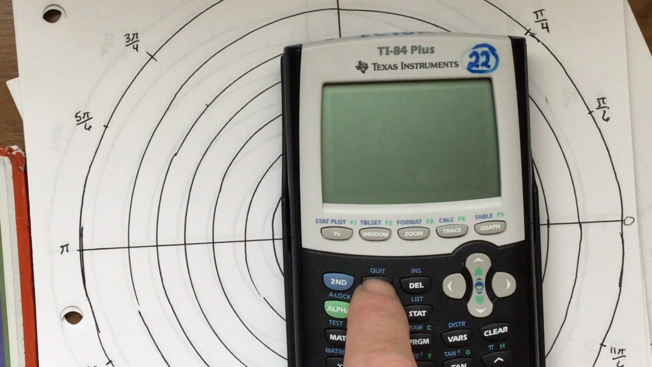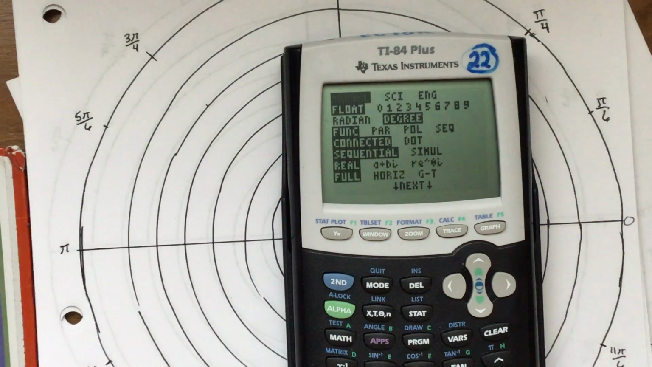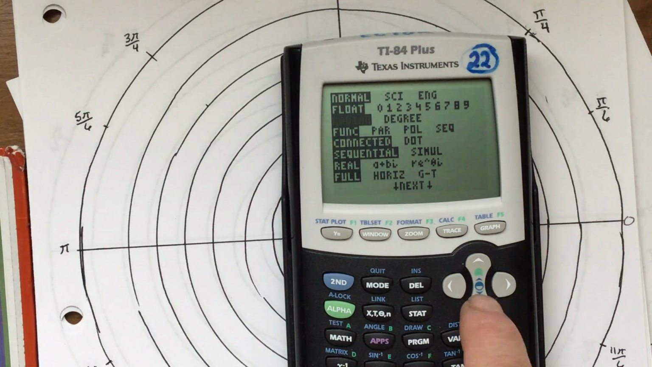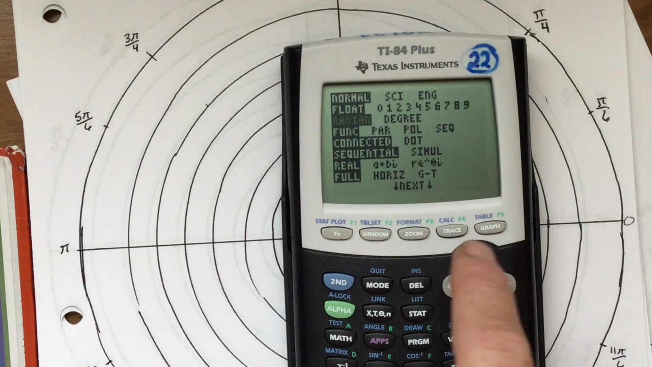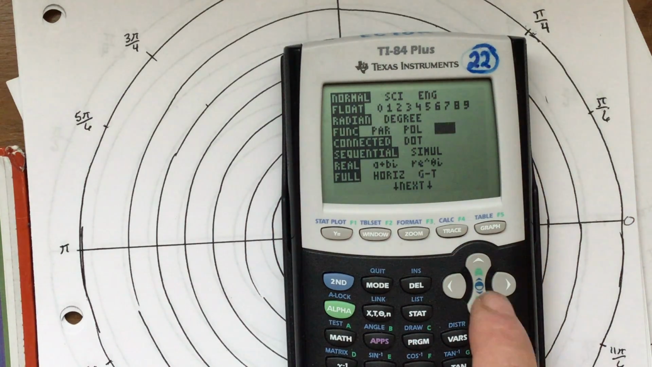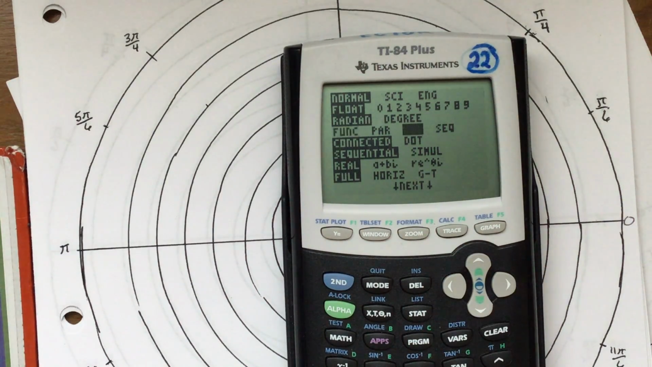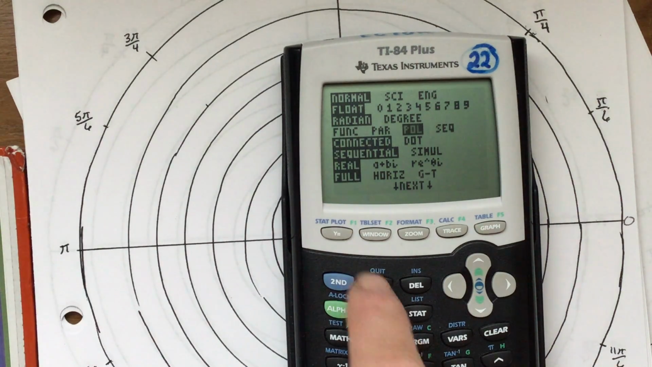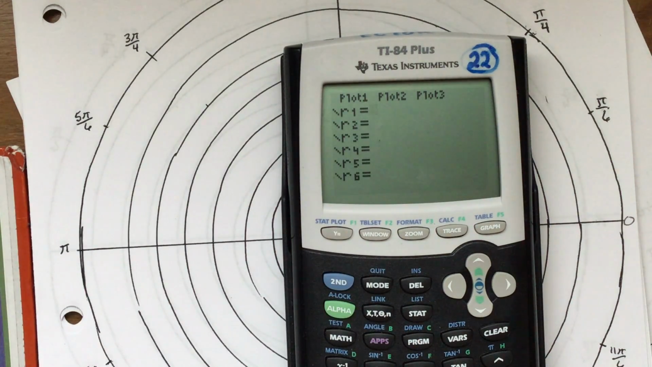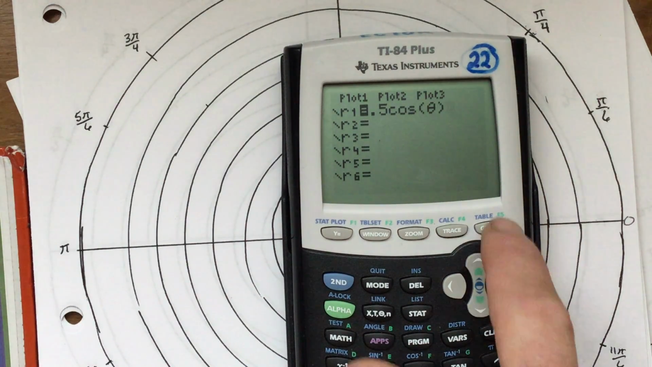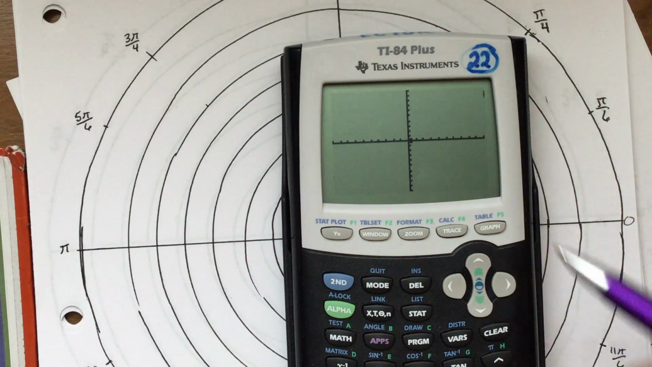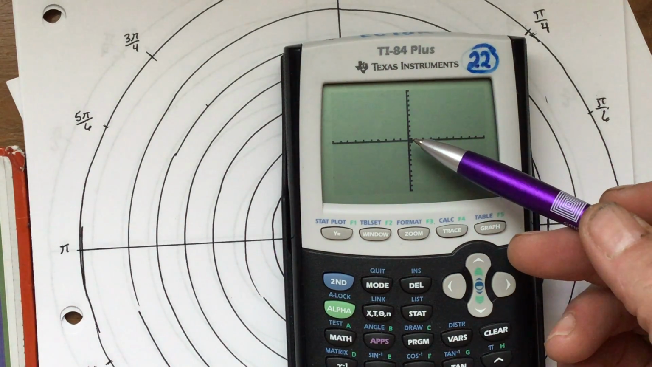You need to set the calculator up. Push the mode button. You need to select radian, and then you also need to select polar. If you do that, then go to y equals, type in these functions just the way that they are on your paper, push graph, and it's hard to see, but right there is our graph.